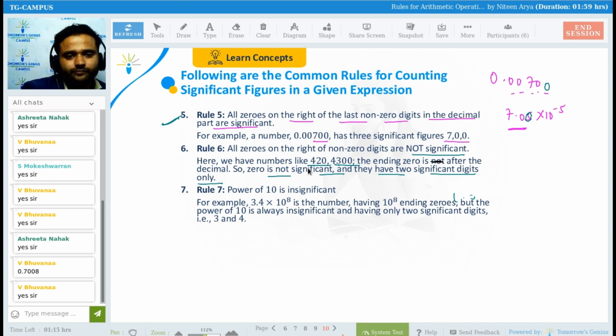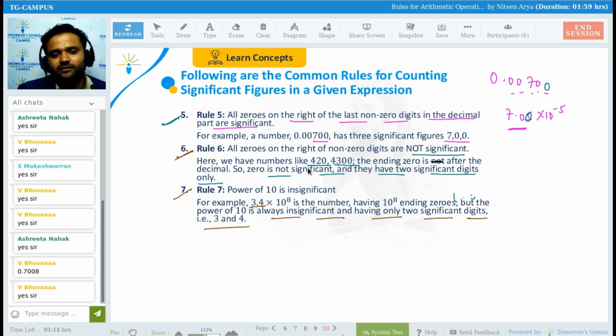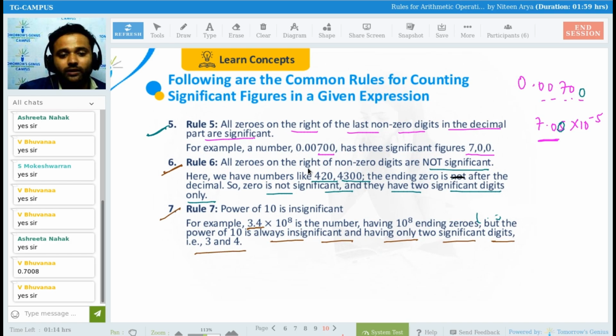So rule number 7. Okay, we already discussed these rules. So rule number 7. Power of 10 is insignificant. 3.4 into 10 to the power 8. Now the moment you write in the power form, you have only this. Okay, 10 to the power 8, ending zeros, but the power of 10 is always insignificant, and it has only 2 significant digits. Is this clear, everyone? The moment we write in the power form, the zeros are not going to be counted, and that is one important rule also.